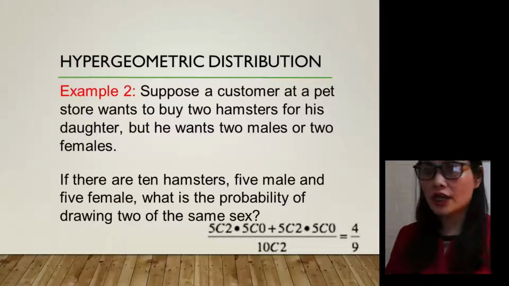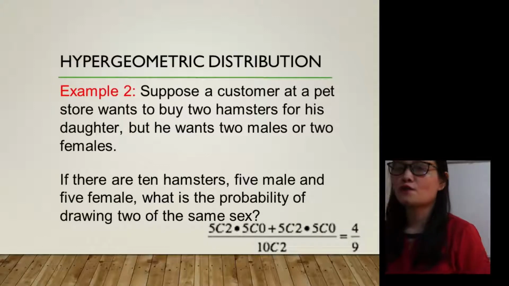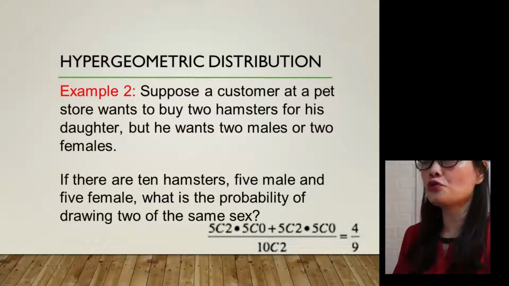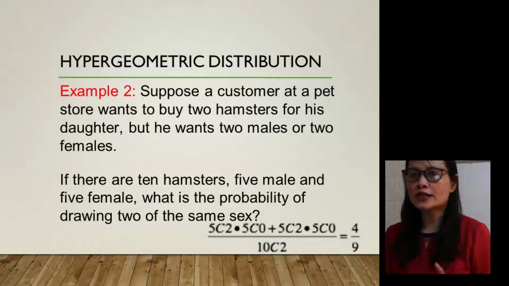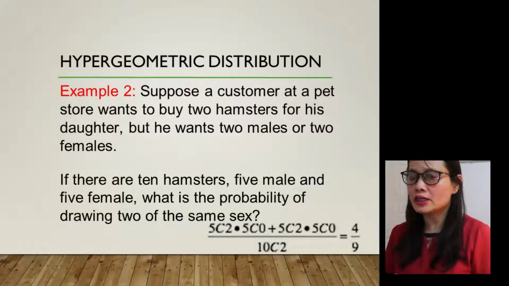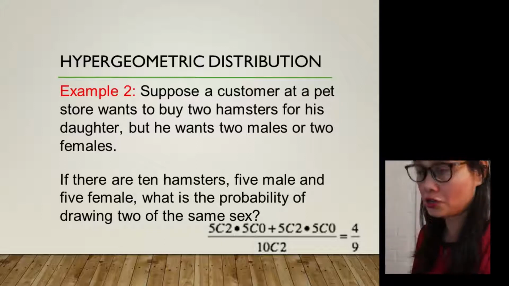I'll read number 2 example. Suppose a customer at a pet store wants to buy 2 hamsters for his daughter, but he wants 2 males or 2 females. If there are 10 hamsters, 5 male and 5 female, what is the probability of drawing 2 of the same sex or the same gender?